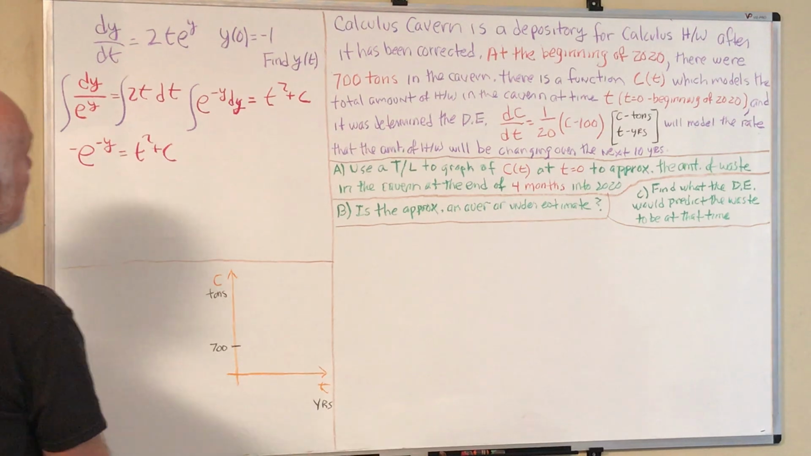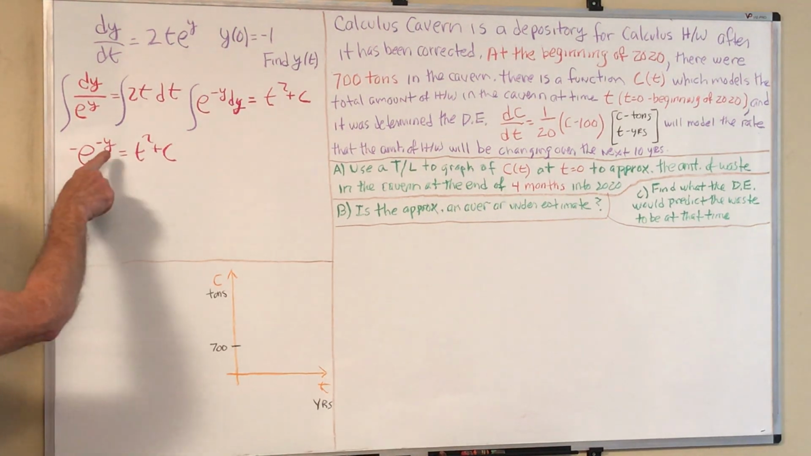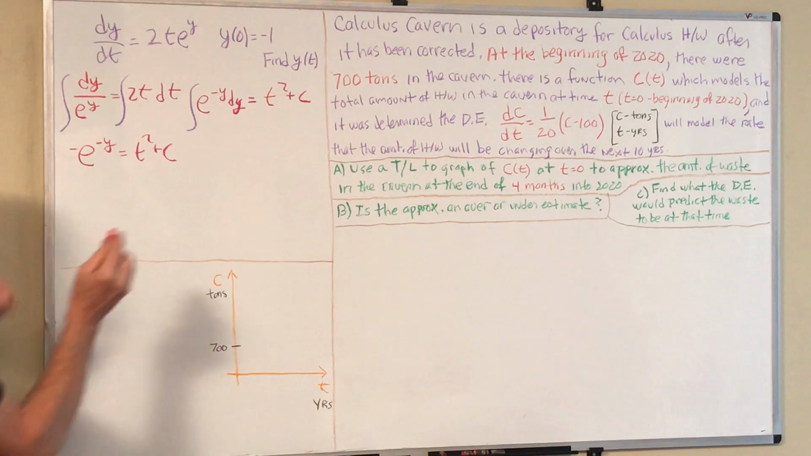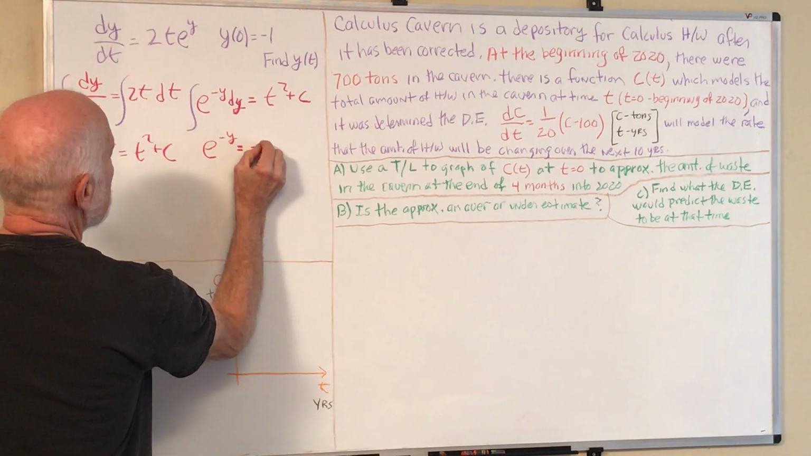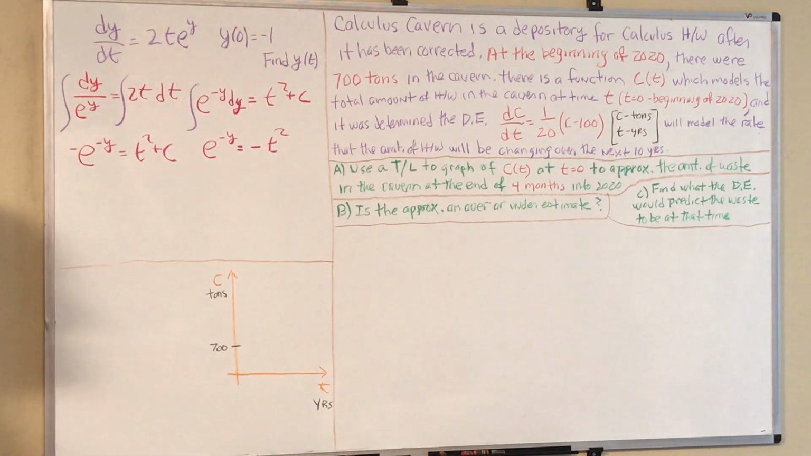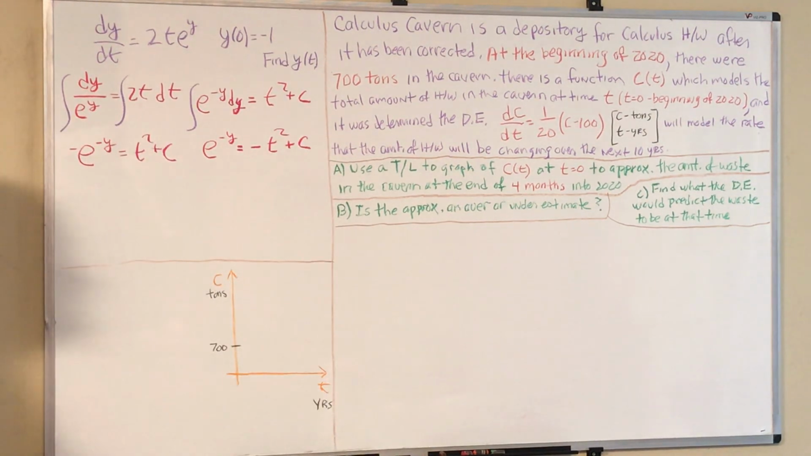And now it comes down to an algebra game again. We're trying to solve for y. This one's going to be a little more difficult, but the first thing I'm going to do is multiply by a -1. So you get minus t squared minus c. But then minus c we could just call plus c if we wanted to. Because remember, this is a general constant.